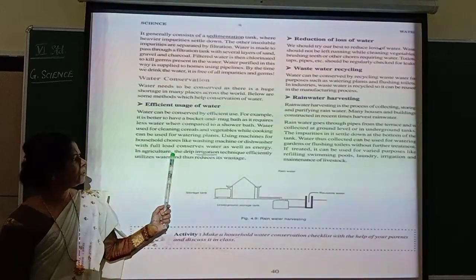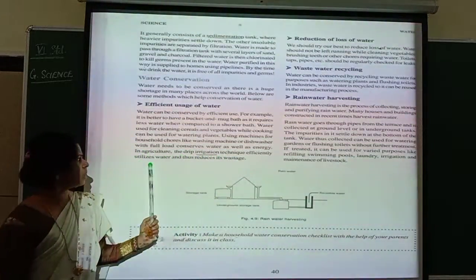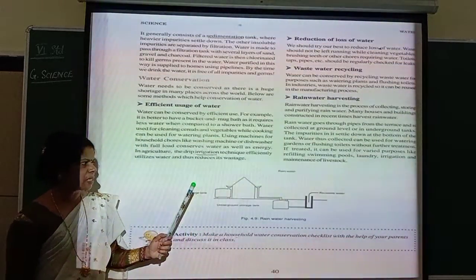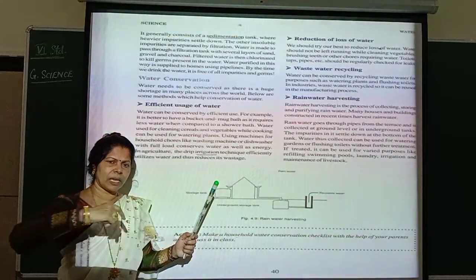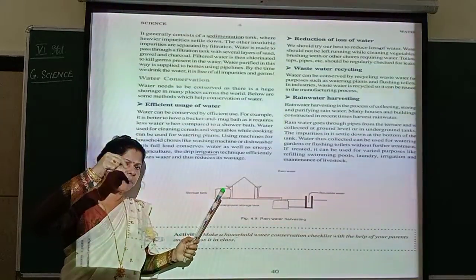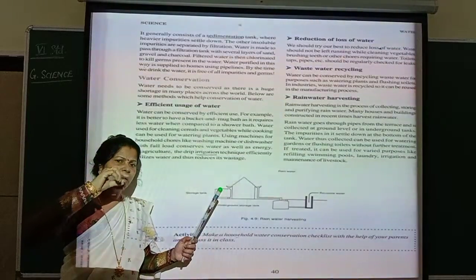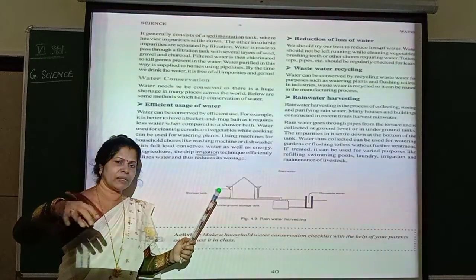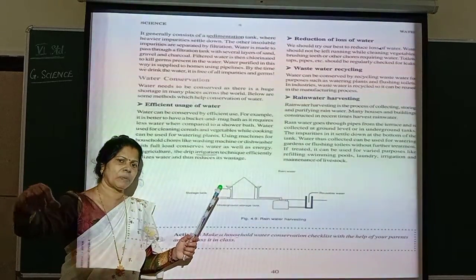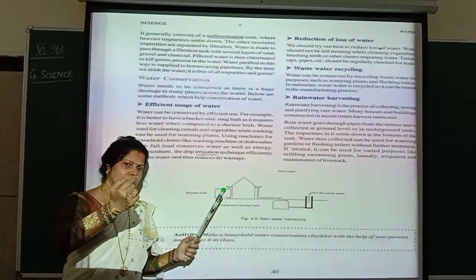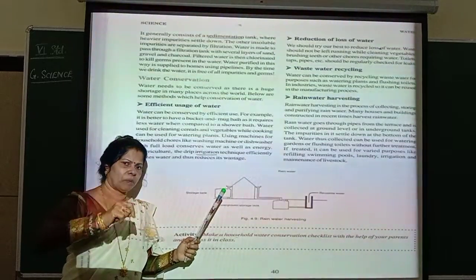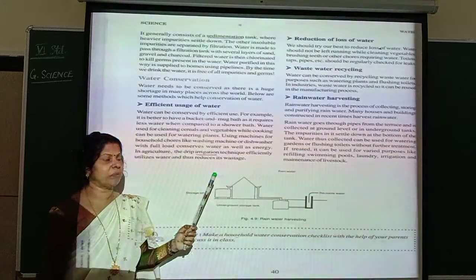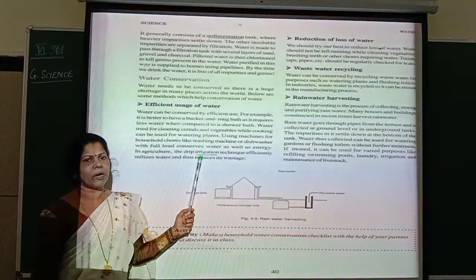In agriculture, the drip irrigation technique efficiently utilizes water and thus reduces its wastage. Drip irrigation means what happens? There will be pipes connected to the fields, and in that pipe there will be holes. Those holes will be made near the roots of the plants. Once the water is passing through the pipes, through these holes, water will fall drop by drop. So more water will not get wasted. Drip irrigation is the best method of irrigation for growing crops.